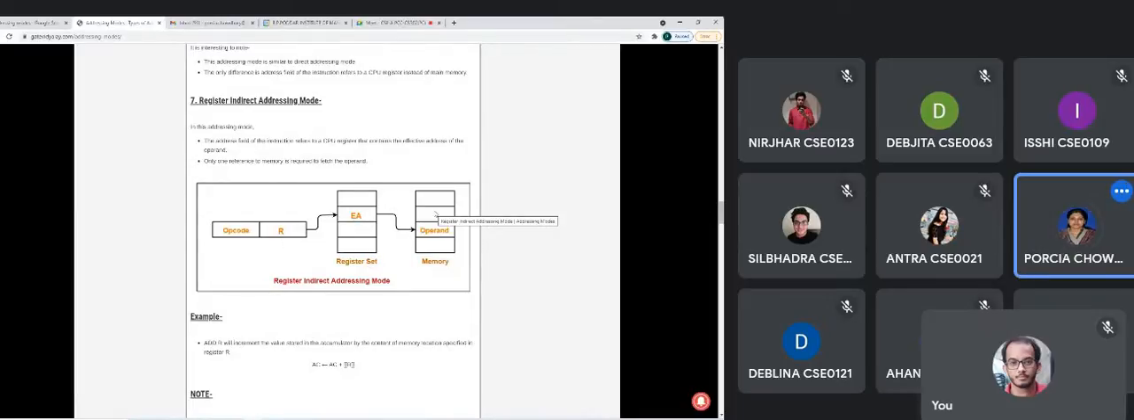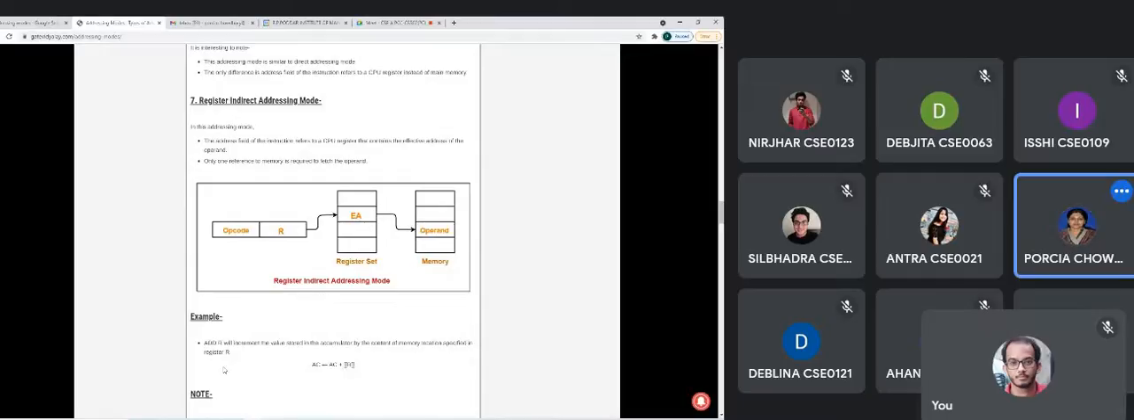Any doubt? It's clear. Yeah, both the diagrams are almost the same. That's why somehow I got the wrong one. So this is the right one. In case of register direct, there will be no memory reference. In a register set, the operand will be stored. In case of register indirect mode, the register set will hold one address. You have to go to that memory location to fetch the operand. So in register indirect addressing mode, one memory reference is required.